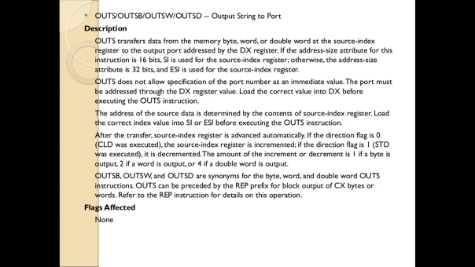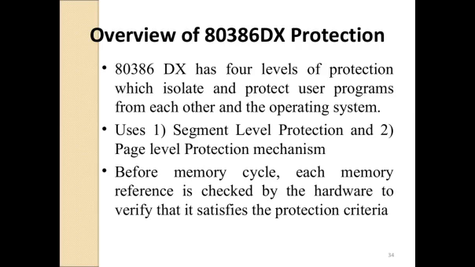After the transfer, the source index register is advanced automatically. So SI will increment if the direction flag is 0. If the direction flag is 1, it will be decremented. The amount of the increment or decrement is 1 if a byte is output, 2 if a word is output, and 4 if a double word is output. No flag is affected.